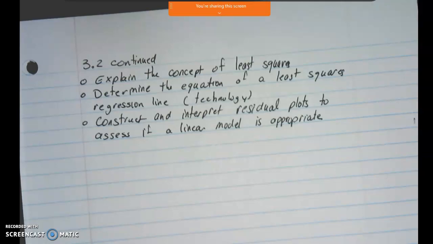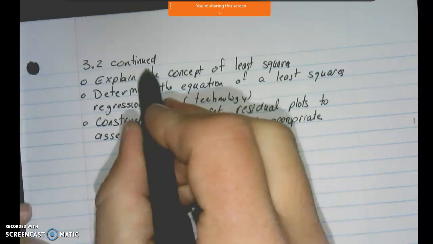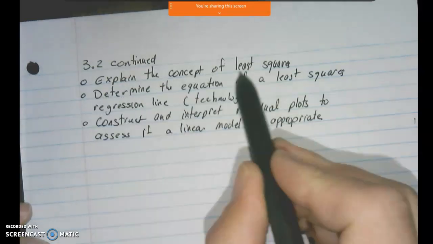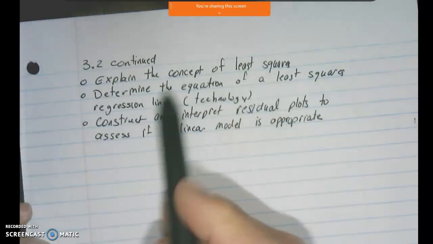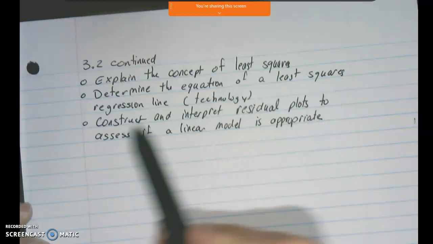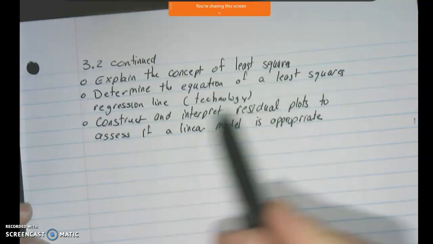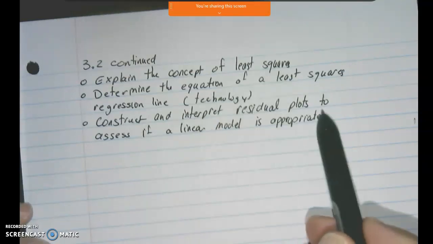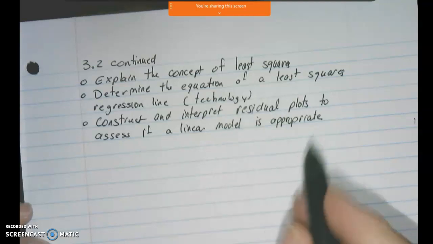Okay, so we're going to continue our lecture from Thursday. We're going to just continue with it. We're going to explain the concept of the least squares. We're going to determine the equation of a least squares regression line. You guys have already been doing that. Construct and interpret residual plots to assess if a linear model is appropriate.